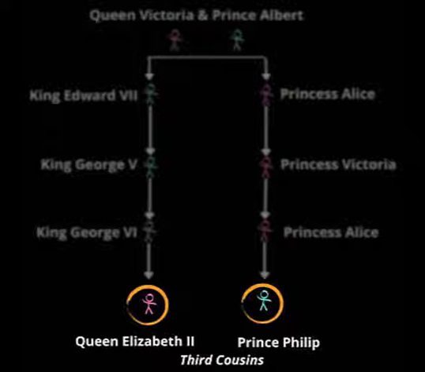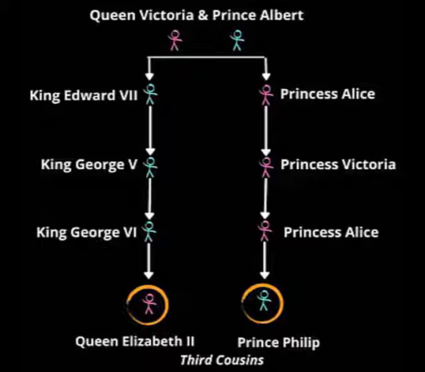The answer is the late Queen Elizabeth II. Her husband, the late Prince Philip, was her third cousin. They both descended from Queen Victoria and Prince Albert 4 generations back.